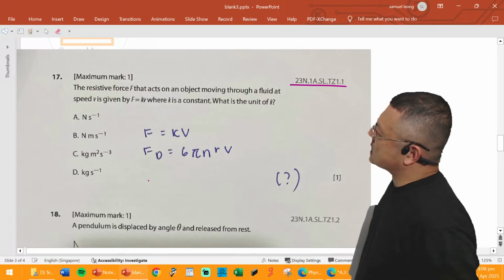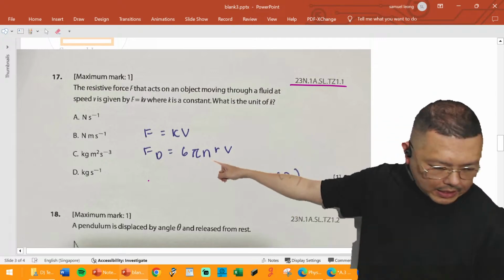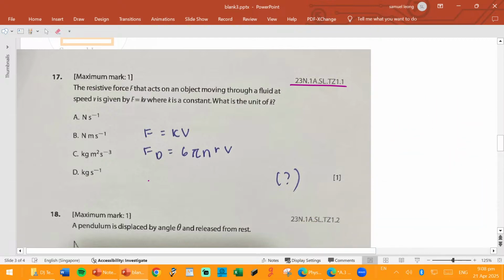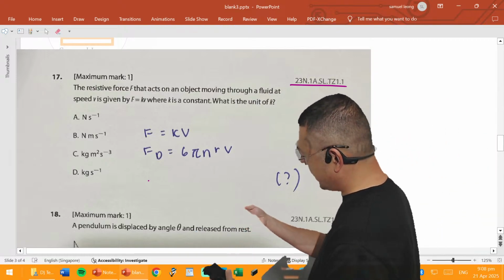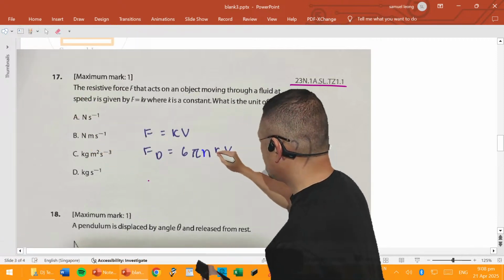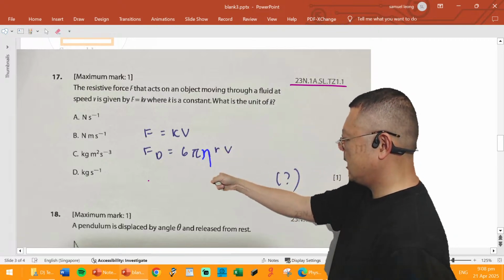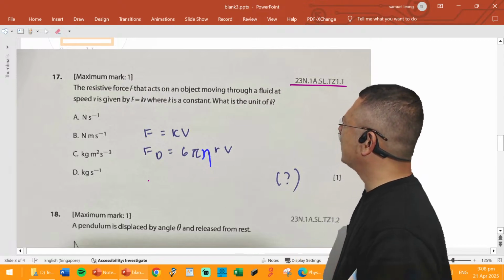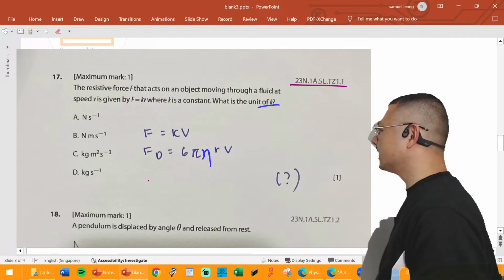This is, yeah, this is right. There's the drag force from the equation from the data booklet. The data booklet is the equation, correct? Let me see. Drag force is 6 pi viscosity R V. So the n here is viscosity, the cursive n. I don't know whether I got it right, but never mind. And then they ask, what's the unit of K? Yeah, this one here.